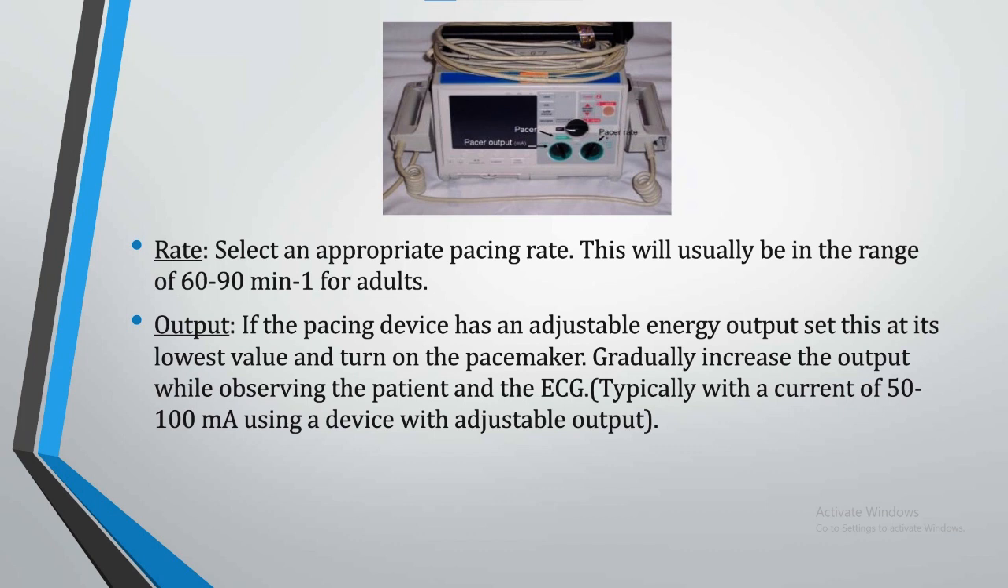Rate. Select an appropriate pacing rate. This will usually be in the range of 60 to 90 beats per minute for adults. Output. If the pacing device has an adjustable energy output, set this at its lowest value and turn on the pacemaker. Gradually increase the output while observing the patient and the ECG, typically with a current of 50 to 100 mA using a device with adjustable output.